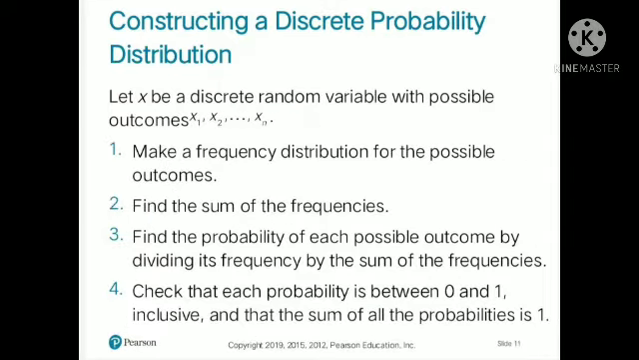In constructing a discrete probability distribution, let X be a discrete random variable with possible outcomes x sub 1, x sub 2, and so on until x sub n. Make a frequency distribution for the possible outcomes. Find the sum of the frequencies. Find the probability of each possible outcome by dividing its frequency by the sum of the frequencies, and check that each probability is between 0 and 1 inclusive and that the sum of all the probabilities is 1.